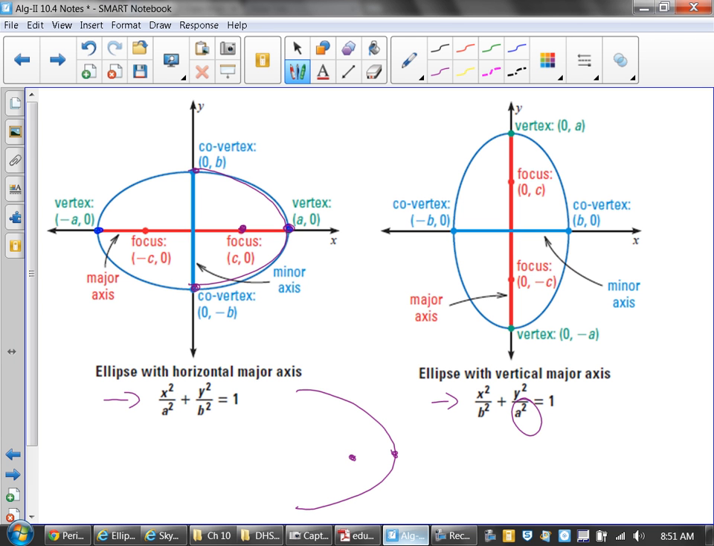It's opposite when you're looking at it stretched vertically. If it's stretched vertically, your vertex is going to be now at (0, a), because a is underneath the y, and (0, negative a), and the co-vertex at (b, 0) and (negative b, 0). When we're plotting these points, given the equation, you're going to know your a and your b right away. There's really only one thing you have to find, and that's c. And I'll show you that here now.